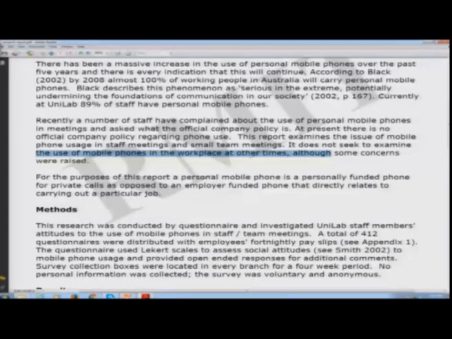For the purposes of this report, a personal mobile phone is a personally funded phone for private calls as opposed to an employer funded phone that directly relates to carrying out a particular job. Since this is about the use of personal mobile phones in meetings, the writers very clearly distinguish between a personal mobile phone and an employer funded phone. So, something which is related to a job, that is not studied here.